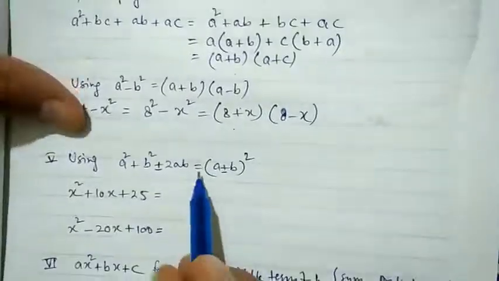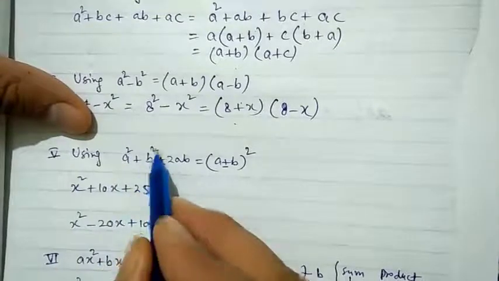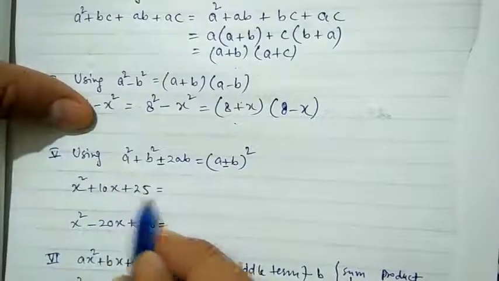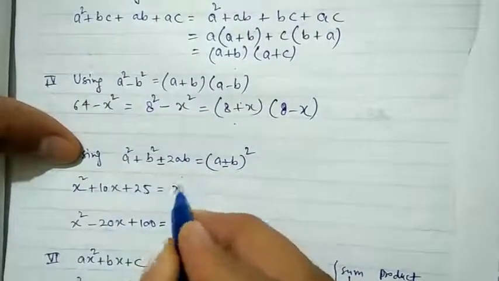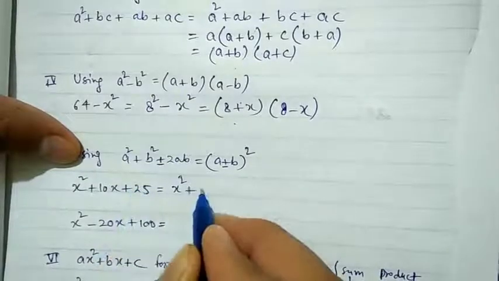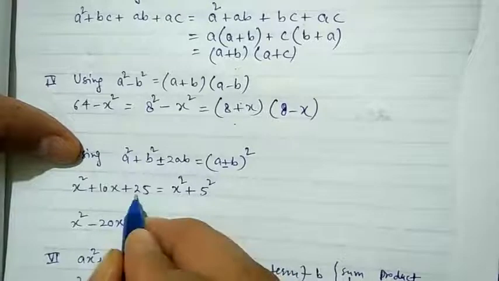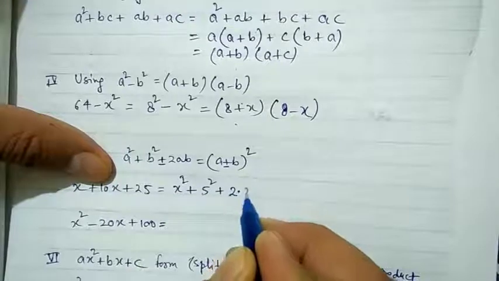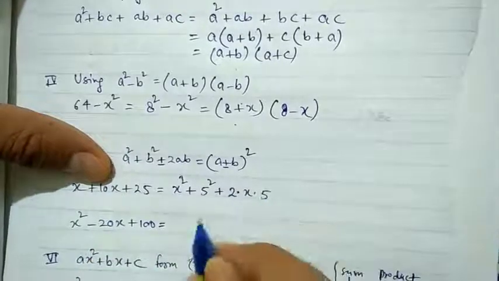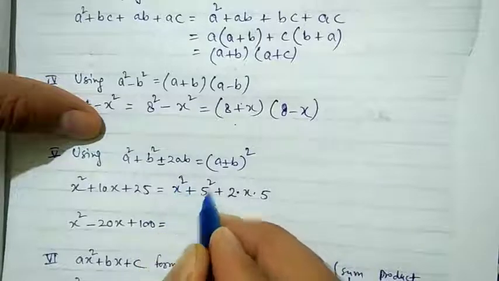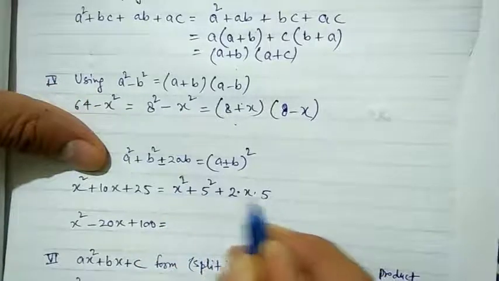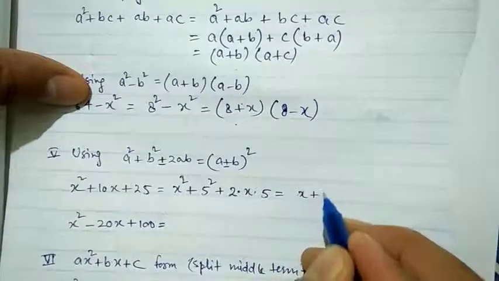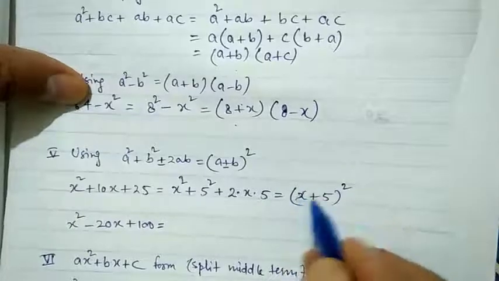Now two more identities are there. Using a square plus b square plus 2ab equal to a plus b whole square. So take x square plus 10x plus 25. Here we have x square. Now this 25 can be written as 5 square, 5 fives are 25. And this plus 10x is plus 2ab, where a is x and b is 5. So now check this: x square plus 5 square, which is 25, plus 2 into 5, which is 10x. So it's exactly the same as this. What we can write now is x plus 5 whole square. So this is factorized.